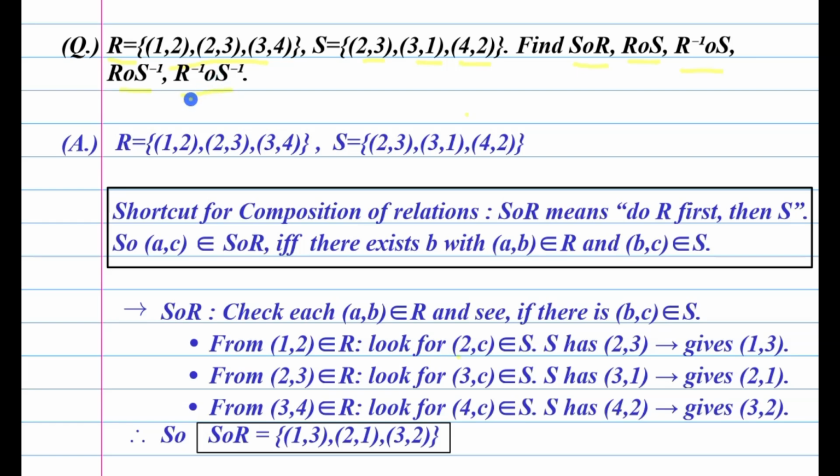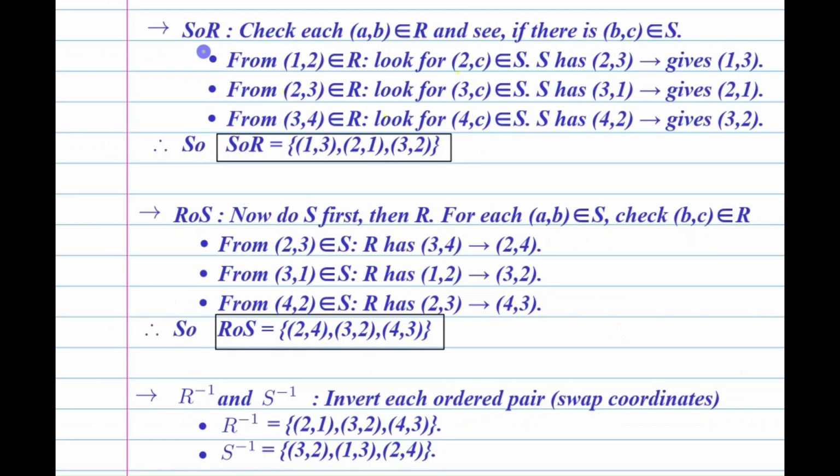So the shortcut for composition of relations: S composition R, or S∘R, means do R first and then S. So (a, c) belongs to the composition relation S∘R if and only if there exists b with (a, b) belonging to R and (b, c) belonging to S. Now first S composition R: we have to check for each (a, b) belonging to R and see if there is (b, c) in S.